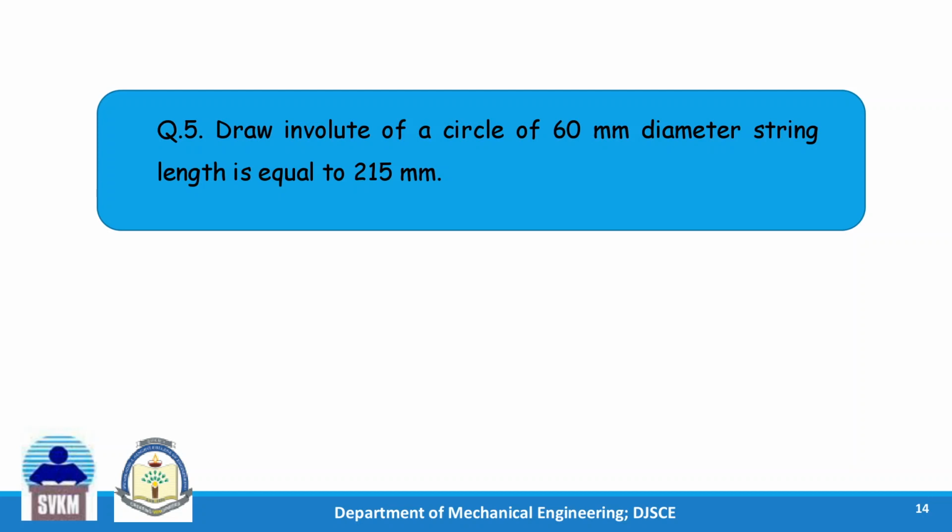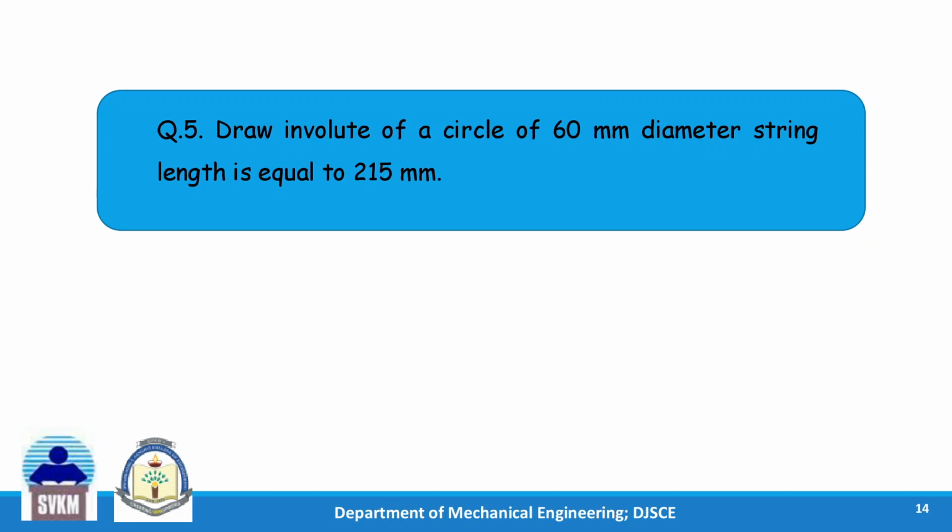Now this is that sum. Draw involute of a circle of 60 mm diameter string, 60 mm diameter, it should be a comma there. String length is equal to 215 mm. String length is more than the circumference. Circumference will be equal to pi into 60.